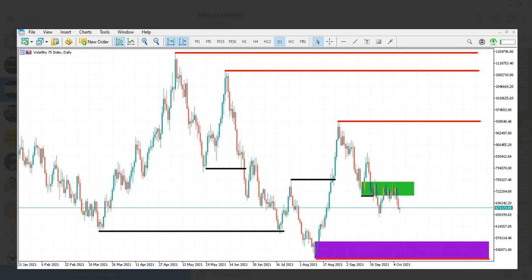As we all can see in the screen, we have Volatility 75 Index on daily time frame. We will start on daily time frame. What I want to show you here is how you should have got the snipe and the snipe entries on this index, from D1 up until M15. I think it's M15. So we'll start here on daily time frame.